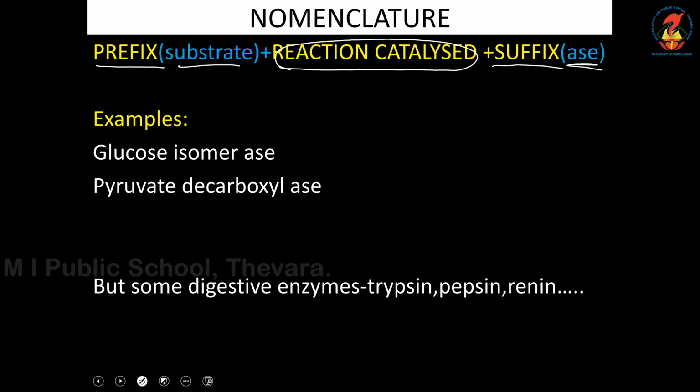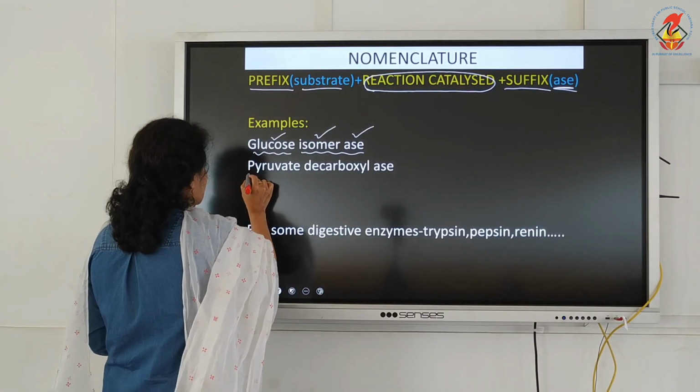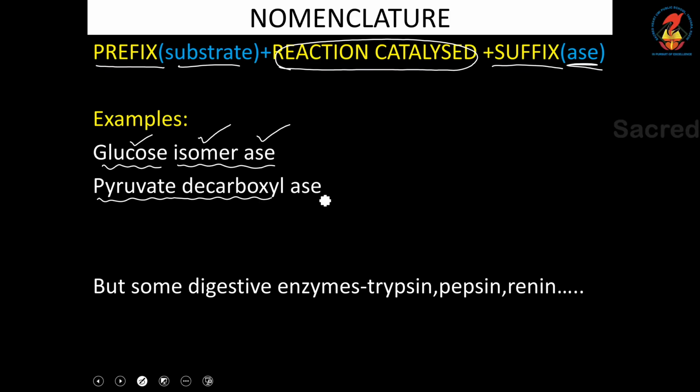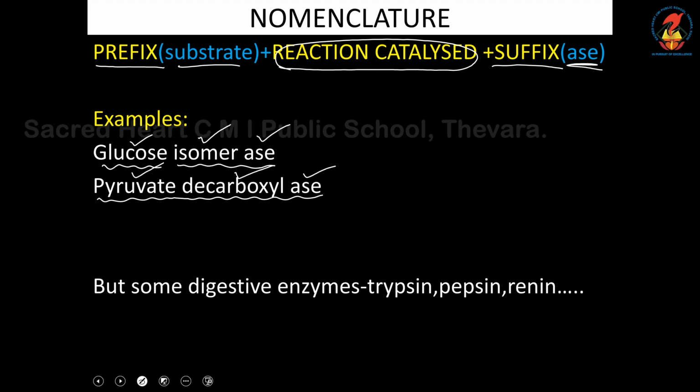So, some examples: glucose isomerase. Here it indicates that glucose is the substrate, isomerization is the reaction, and ase is the ending suffix which indicates it is an enzyme. Another example: pyruvate decarboxylase. Here pyruvate stands for the substrate, the middle name decarboxyl stands for the type of reaction, that is, it is catalyzing a decarboxylation reaction, and the ending is ase.